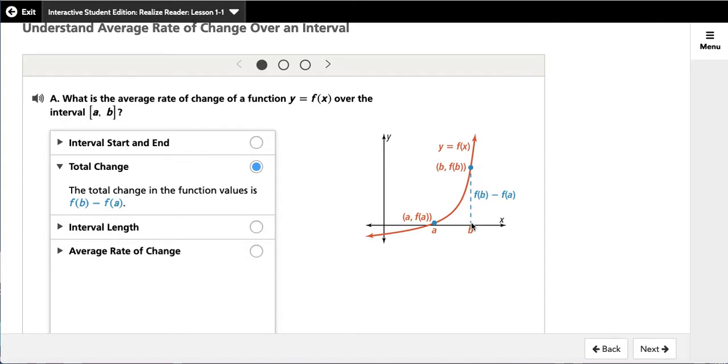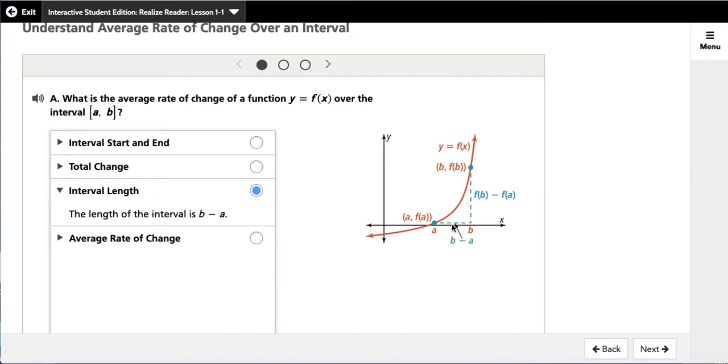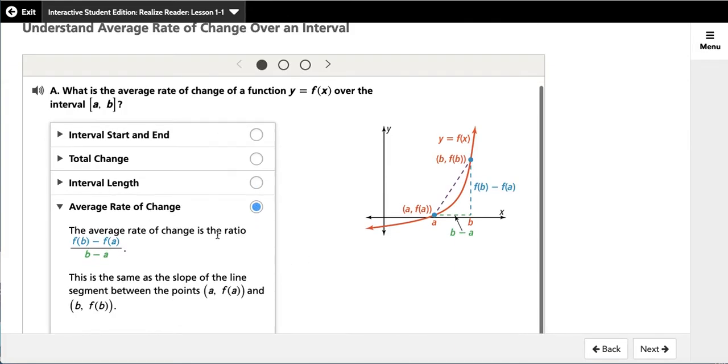And we want to compare that to the interval length from a to b. So here it is from a to b. You can just subtract b minus a to get what that interval change is. And this is where I think it will be something familiar to you. To find the average rate of change, it's the ratio of the total change divided by the interval length, f of b minus f of a over b minus a, which you might notice as the slope. It's the slope of the line segment between those 2 points.